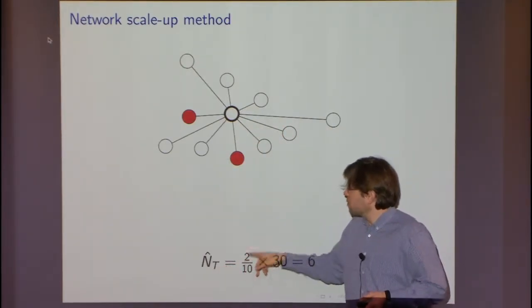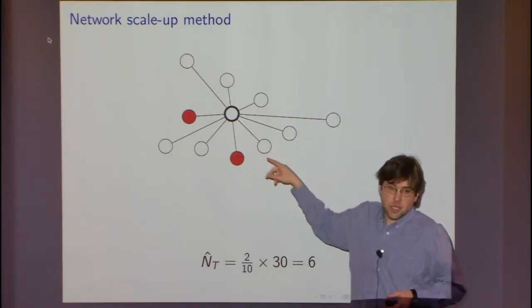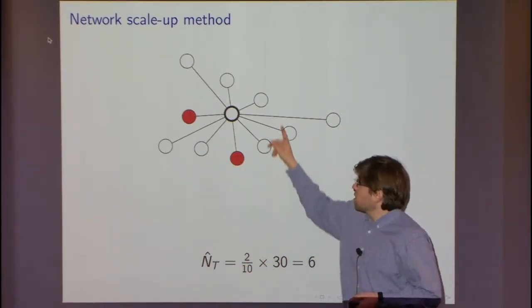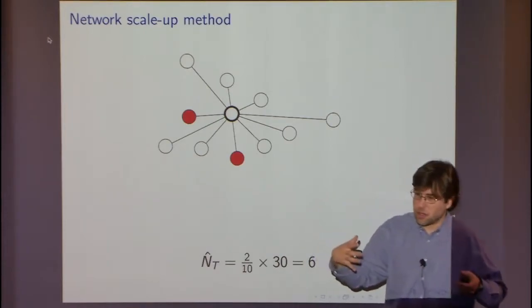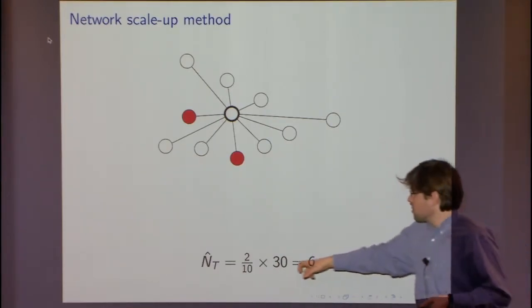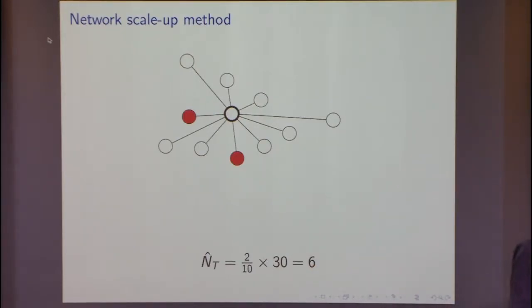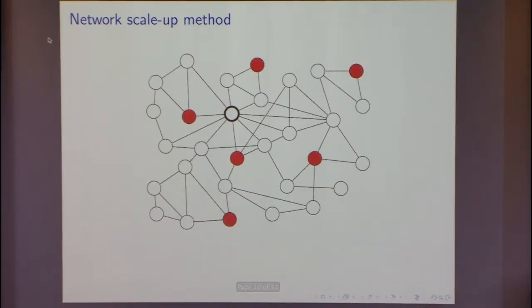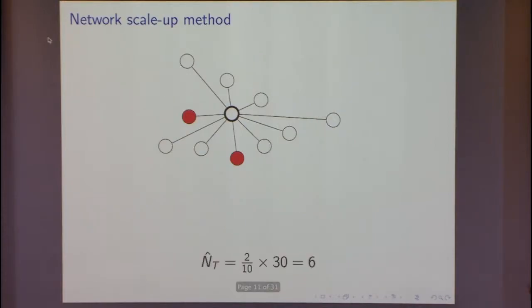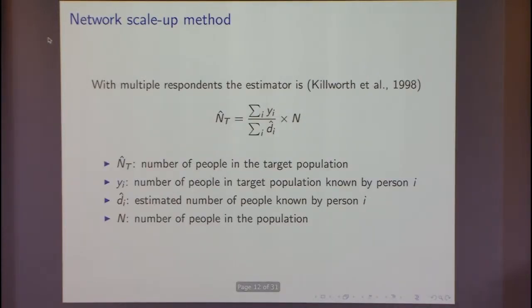So that our estimate for the size of the target population, that is the number of people with red hair, is just the prevalence within the personal network of the respondent times the total number of people in the population, which in this case gives us an estimate of 6, which is exactly right. So this method is awesome. So obviously you would not want to do this with just one person.